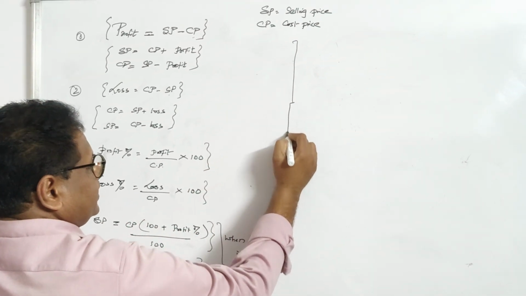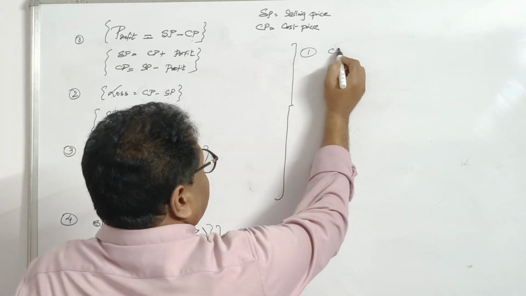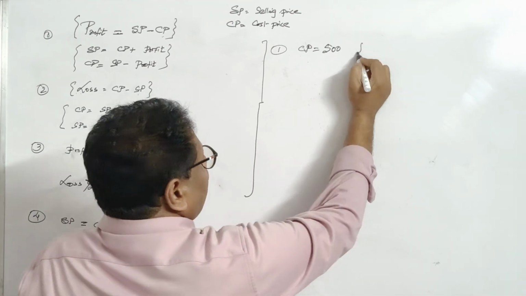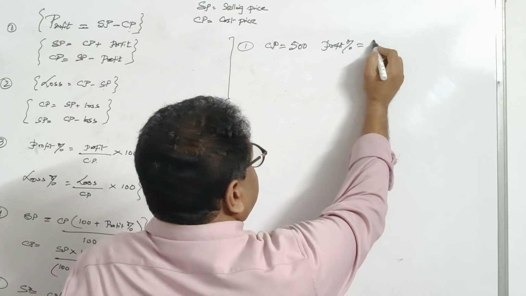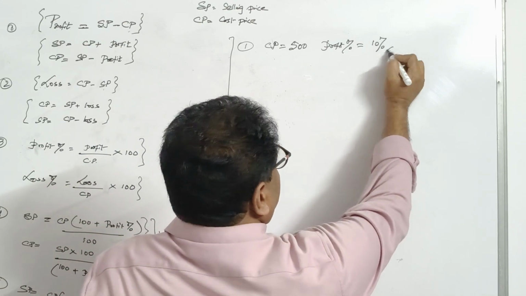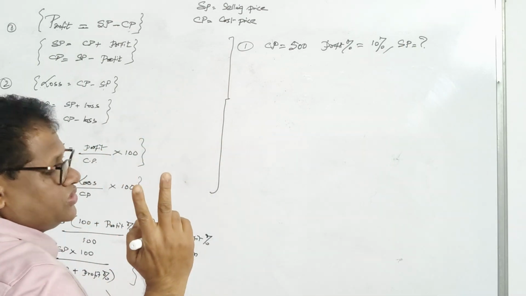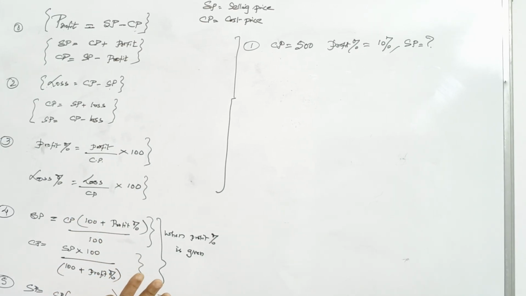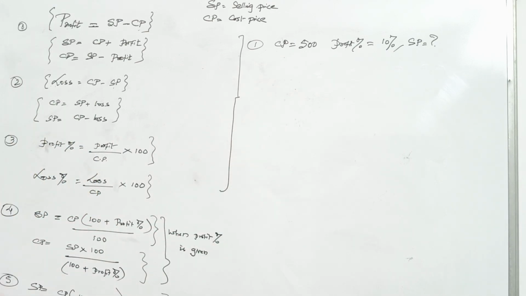Now let us consider one example. If the cost price is given, suppose 500, profit percent is given 10%, and you have to find the selling price, right? You have two options. Pick up the option which is good and convenient for you. Now, as per this question, cost price and profit percent are given. To find the selling price, we can use this expression, right?